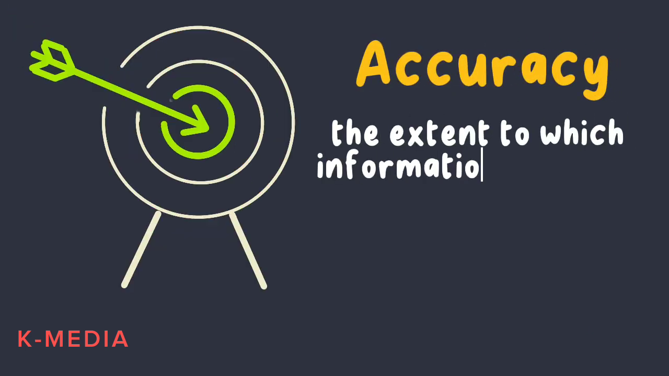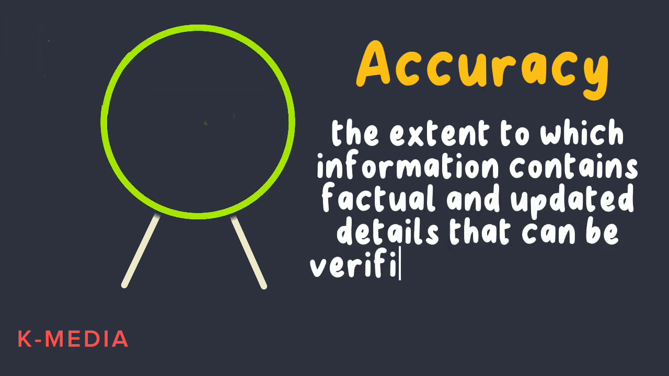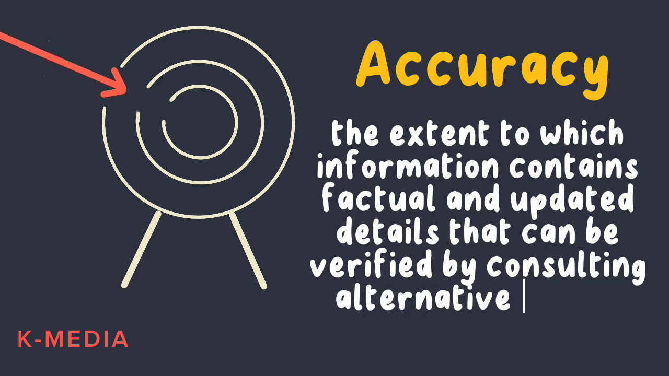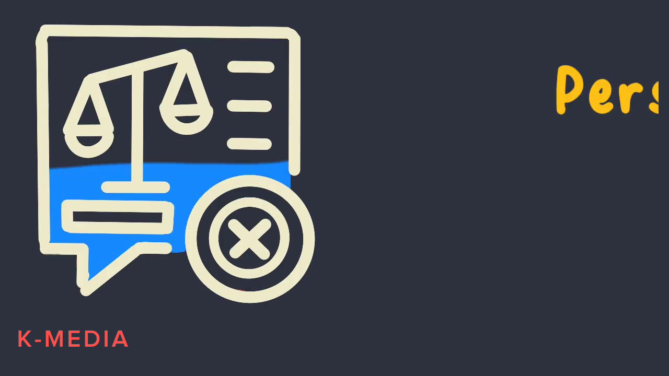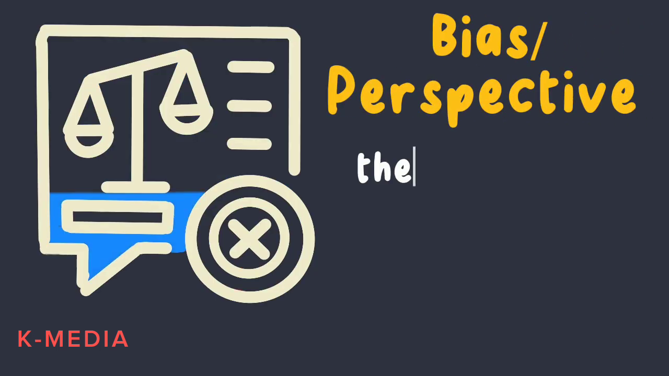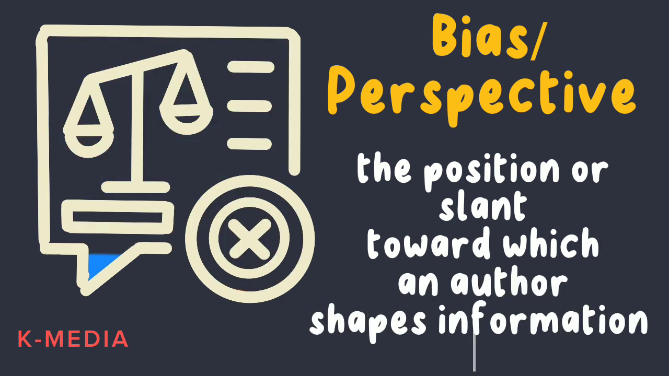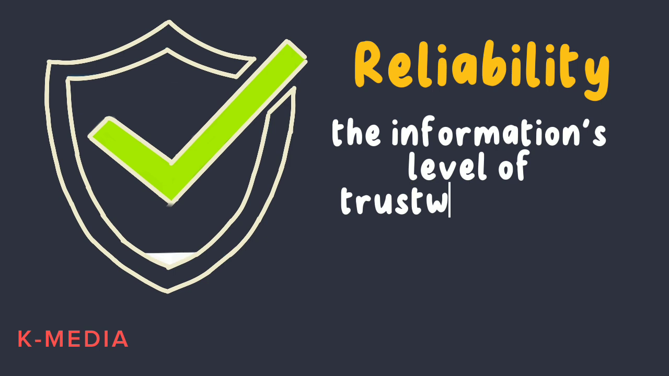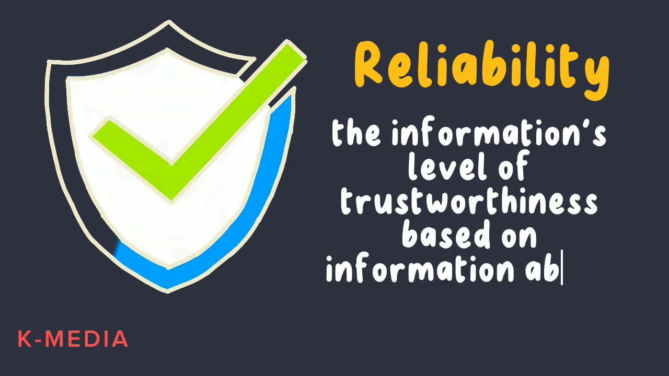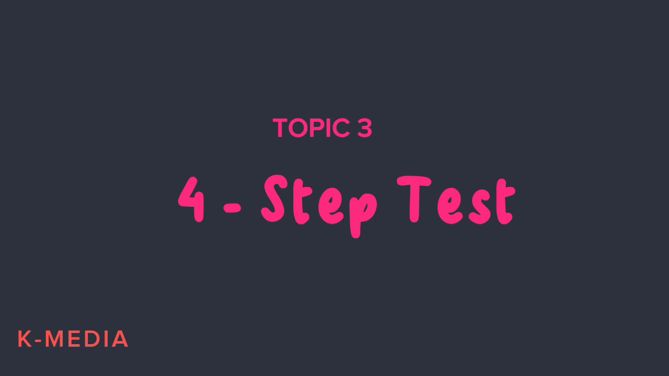Accuracy is the extent to which information contains factual and updated details that can be verified by consulting alternative and/or primary sources. Bias or perspective is the position or slant toward which an author shapes information. Reliability is the information's level of trustworthiness based on information about the author and the publishing body.